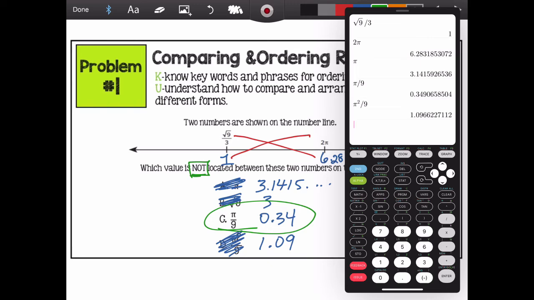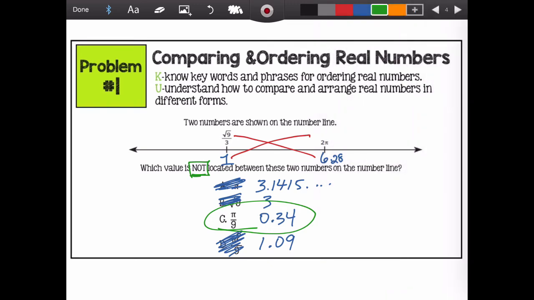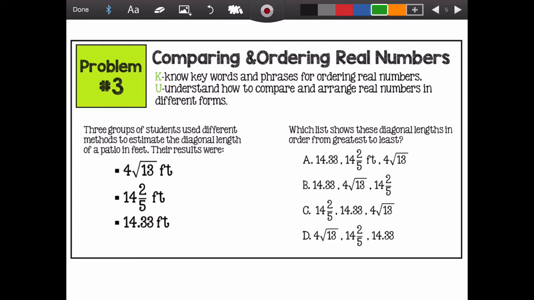All right, move this calculator out of the way. Next and last example. 3 groups of students used different methods to estimate the diagonal length of a patio in feet. Their results were 4 and the square root of 13 feet, 14 and 2/5 feet, and 14 and 33 hundredths feet. But the question wants to know which list shows the diagonal lengths in order from greatest to least.